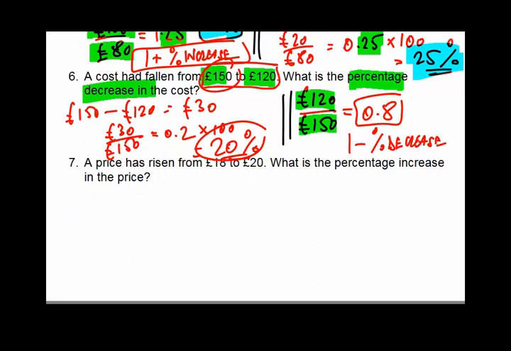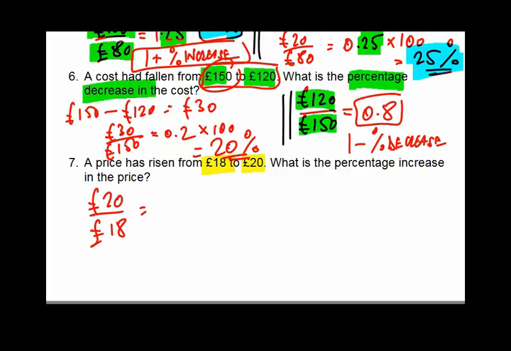Well, what about question 7? So hopefully you've already had a go at this. Pause me if you want to have a go. We've got price rising from 18 to 20. Well, we can do this in a couple of different ways. We can either take the price that it ends up at, divide by the price that it starts at.